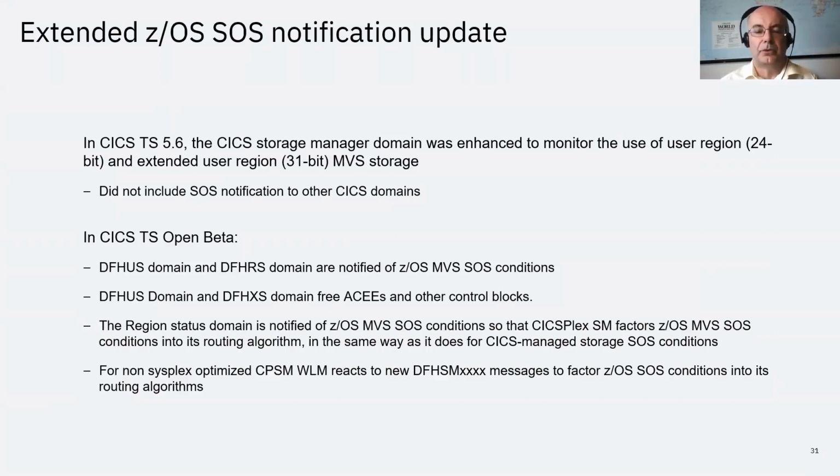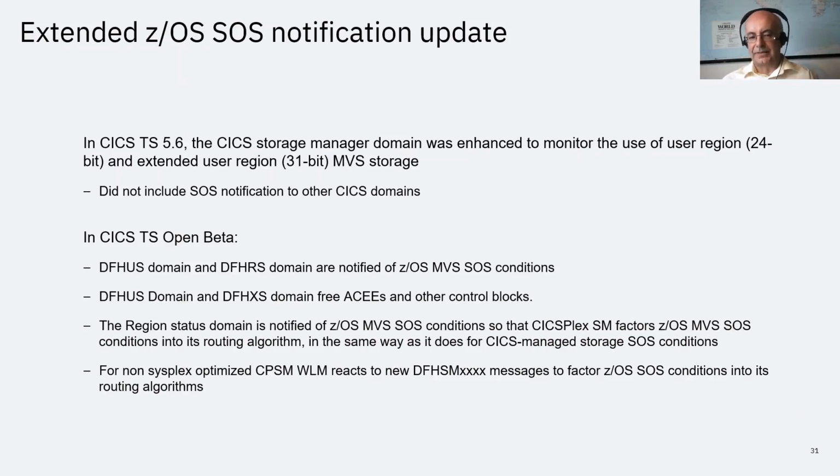And as you're probably well aware, if you use CPSM, CPSM already factors CICS SOS conditions into its routing algorithms. So for example, if a CICS is dumping or it's short on storage or it's at max task, etc., it will probably choose a different AOR to send the work to. So we've changed it so that now it can take account of MVS SOS conditions as well as CICS SOS conditions and factor that into its routing algorithm in the same way as it does for CICS SOS.